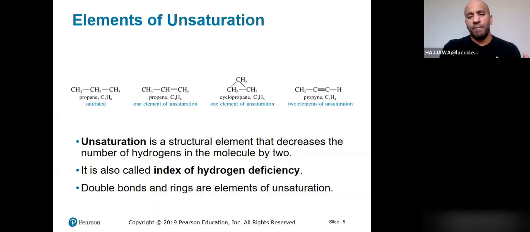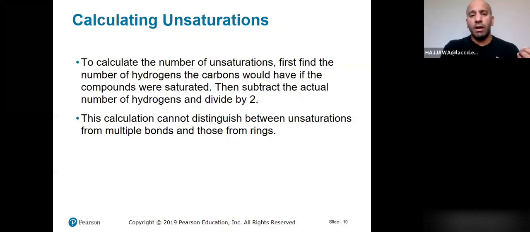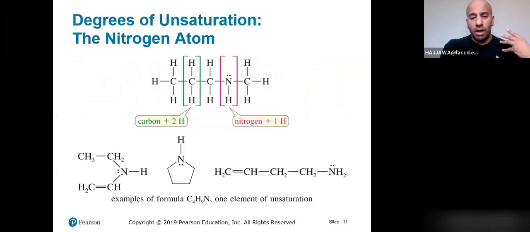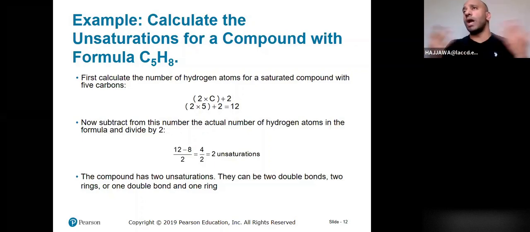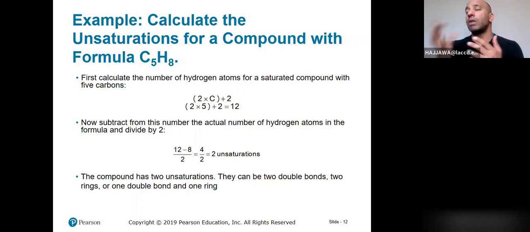So what is IHD? IHD is basically a formula that you're going to need to keep in mind, which is 2 times number of carbons plus 2. That tells me how many hydrogens I will have in the compound if it were a saturated alkane. Next, add the number of nitrogens. So 2 times number of carbons plus 2 plus nitrogens. What if there are no nitrogens at all? Then that is eliminated from the equation, or you just plug in a 0.